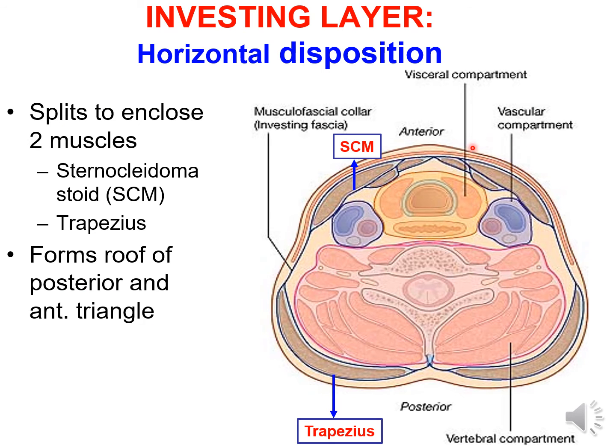Let us now see the horizontal disposition of this investing layer. On tracing from medial to lateral side horizontally, you will notice that this investing layer splits to enclose first the sternocleidomastoid muscle, then it forms the roof of the anterior triangle, roof of the posterior triangle, reaches the trapezius muscle, and then splits to enclose this trapezius muscle.